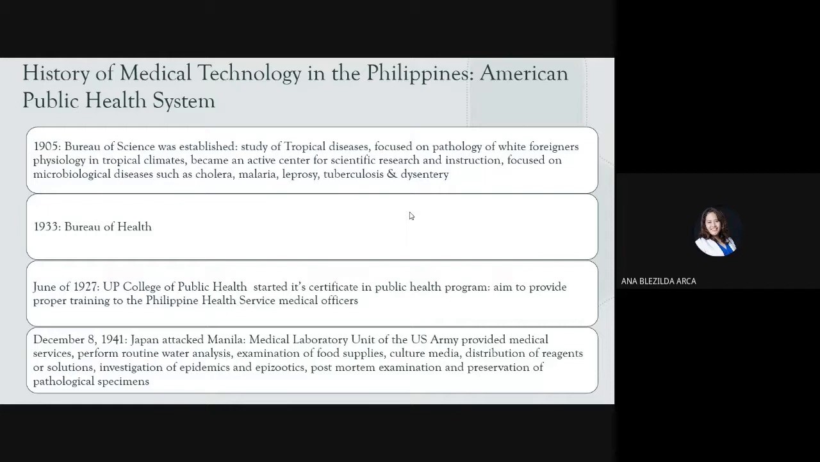Now, during 1933, they established now the Bureau of Health. And in June of 1927, the UP College of Public Health started its Certificate in Public Health program. So ito na yung time na nagkakaroon na tayo ng start of formal training or proper training sa mga medical technologists. So this aims to provide proper training to the Philippine Health Service medical officers. So yung mga Pilipino na that will serve in the hospitals of the Americans, they are formally trained. Okay? And then nagkakaroon na ng certification. The one responsible for that is the UP College of Public Health.